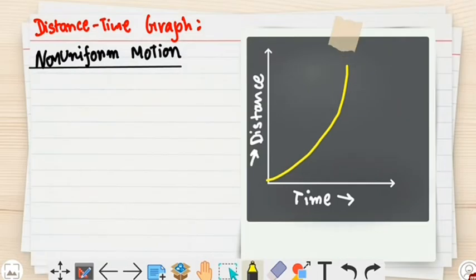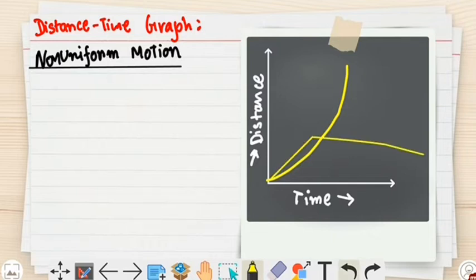Now this is non-uniform motion. This is the distance-time graph of a non-uniform motion. Here you can see the graph is not a straight line. Here the graph is curved. So a curved line indicates that the object is moving with non-uniform motion. The curve can look like this, so the graph can look like that also.